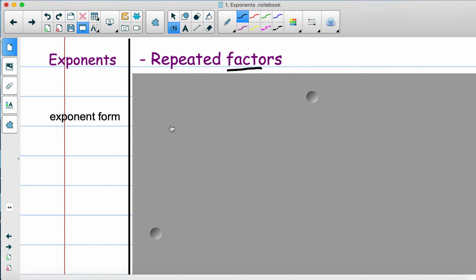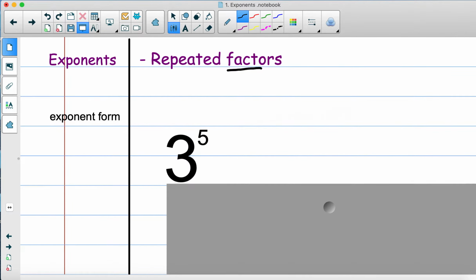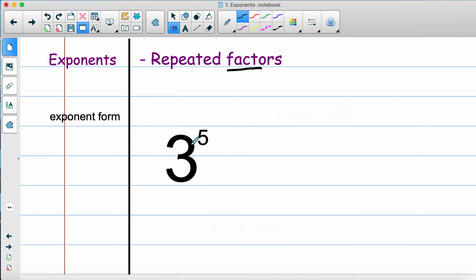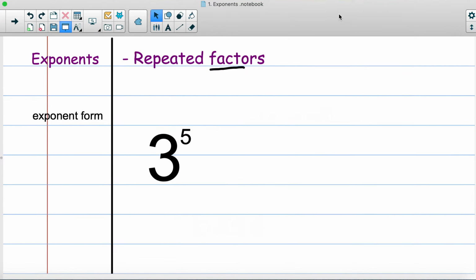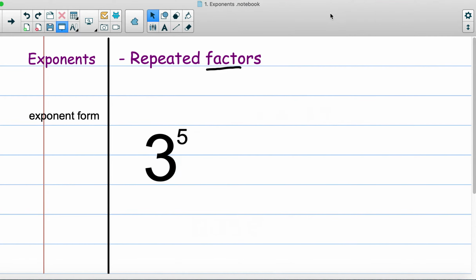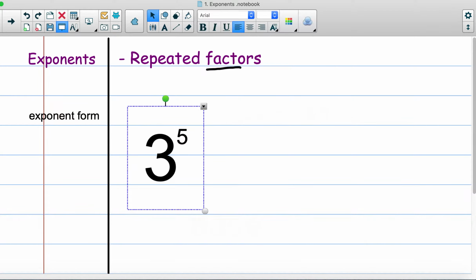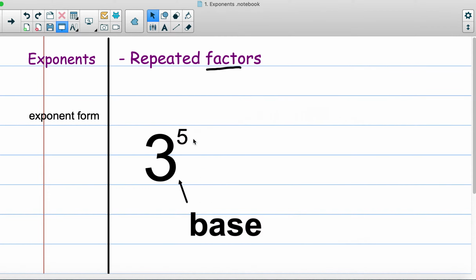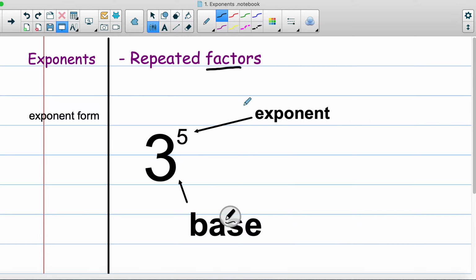So let's see what exponent form is. What I'd like you to do is write nice and big, 3 to the 5th power. 3 to the 5th power. The 3 is known as our base. The 5 is known as our exponent. The exponent, sometimes we say the word power with it. So we could say this is 3 to the 5th power.